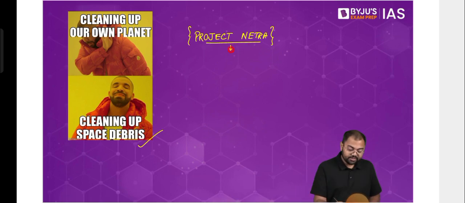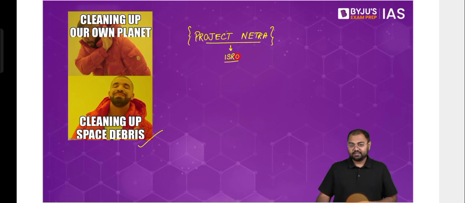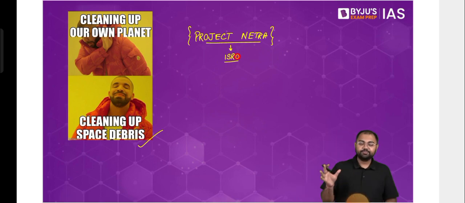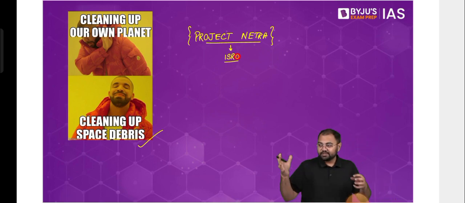So ISRO, for the space debris that we are creating, has this Project Netra. It again came into contention just a couple of years back, and with this, we are trying to solve the problem of space debris. Similarly, Japan's JAXA has made kind of a fishing net. They are working on technology like a fishing net, which will keep on collecting all the space debris in the path. So there are all these different projects that we have been working on today.